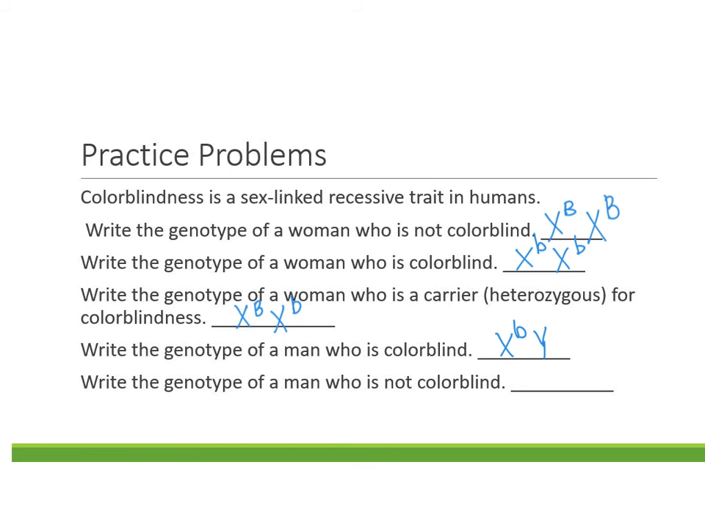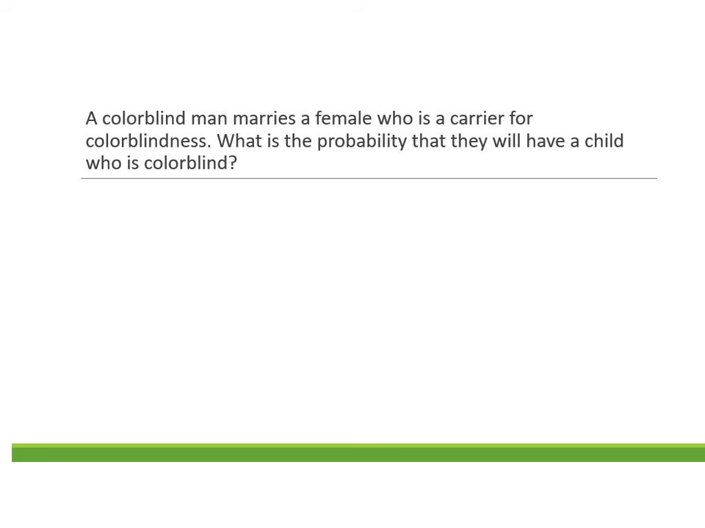Okay. And then finally, let's write the genotype of a man who's not colorblind. Okay, so we should have X capital B, Y. A colorblind man marries a female who's a carrier for colorblindness. What is the probability that they will have a child who is colorblind?